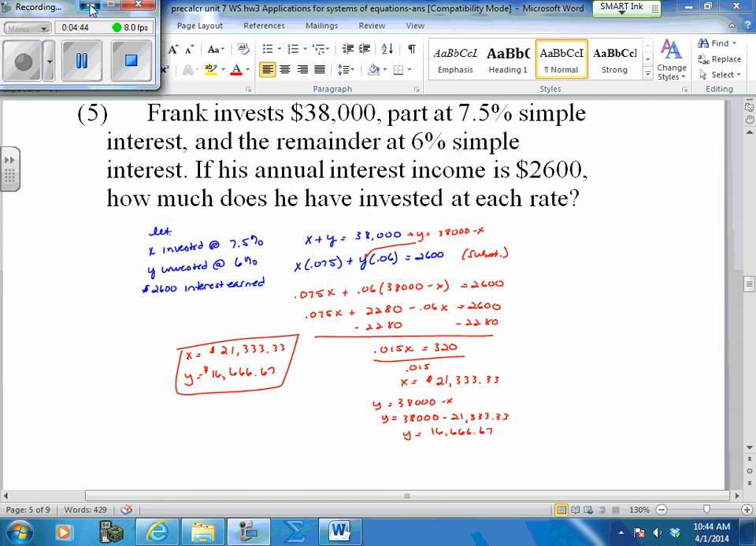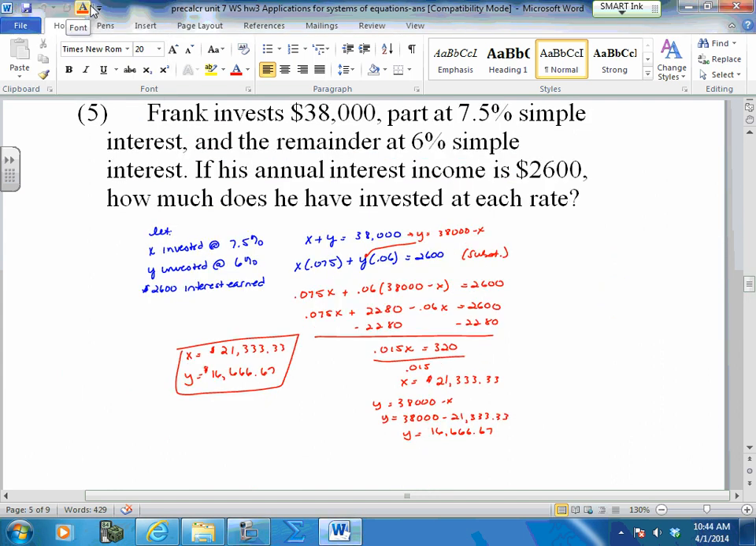Now, I kind of said yesterday, you're just doing simple interest. Your simple interest says, how much did you earn? You invested $200 at 10%. 200 times 0.10, you earn $20. So simple interest says principal times rate equals interest.